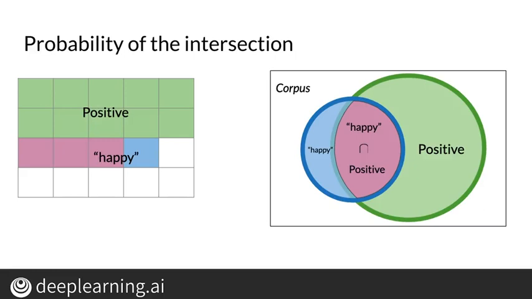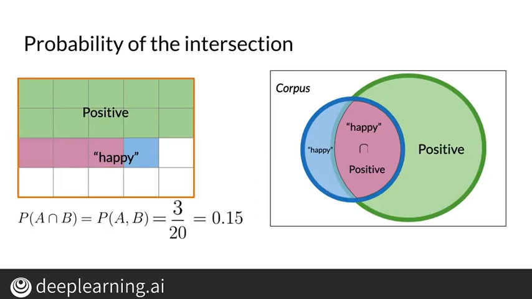Here's another way of looking at it. Take a look at the section of the diagram where tweets are labeled positive and also contain the word happy. In the context of this diagram, the probability that a tweet is labeled positive and also contains the word happy is just the ratio of the area of the intersection divided by the area of the entire corpus. In other words, if there were 20 tweets in the corpus, and 3 of them are labeled positive and also contain the word happy, then the associated probability is 3 divided by 20, or 0.15.